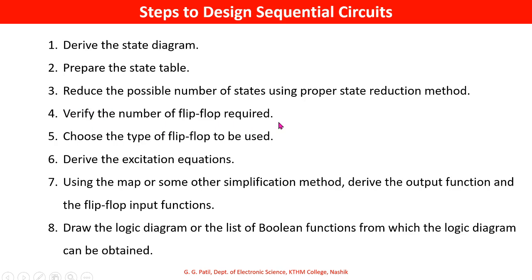Then after the state reduction, verify the number of flip-flops required to implement the state machine, then choose the type of flip-flop to be used. Once it is known, derive the excitation equations using the map or some other simplification method. Derive the output function and the flip-flop input functions. Once these input and output functions are obtained, draw the logic diagram or the list of Boolean functions from which the logic diagram can be obtained. So these are the steps we'll have to follow while designing the sequential state machines.